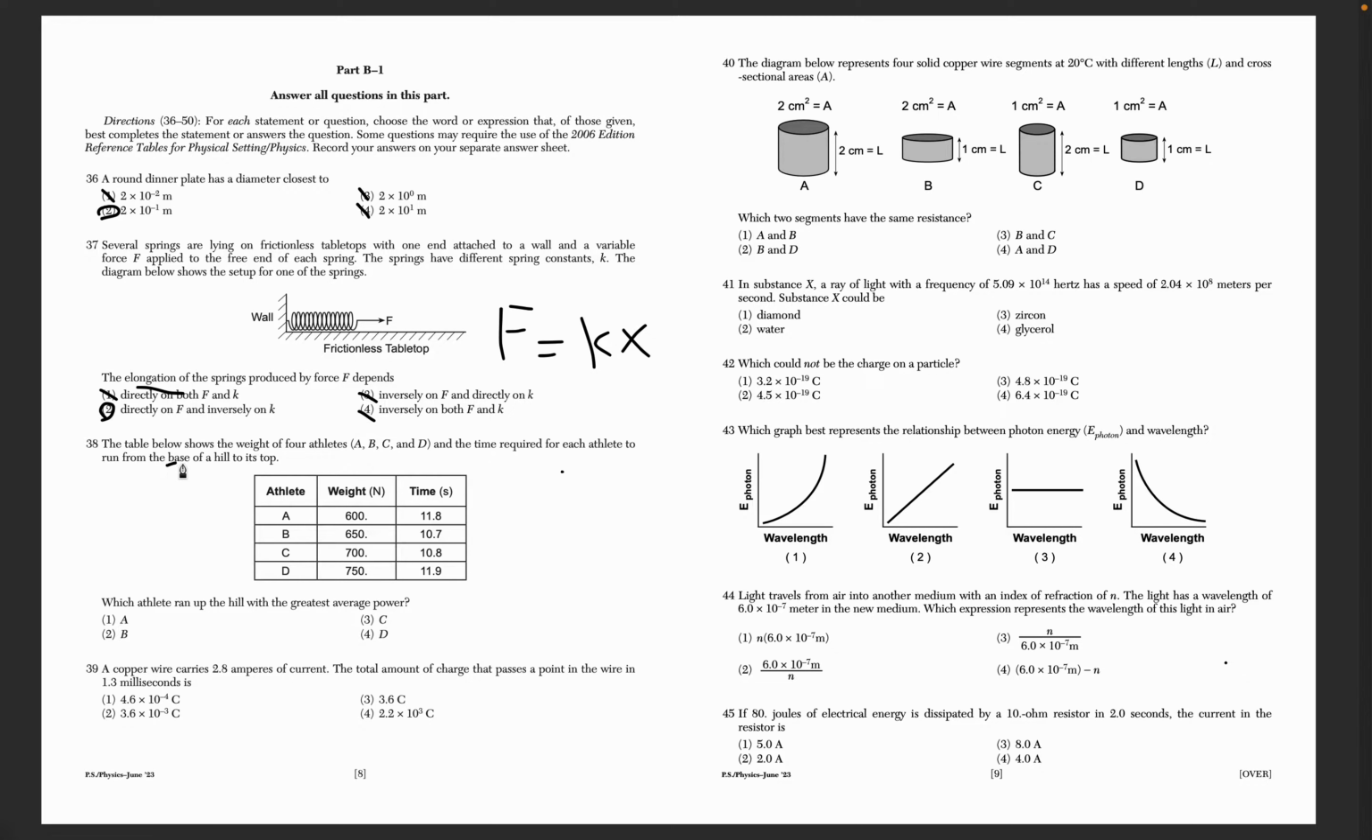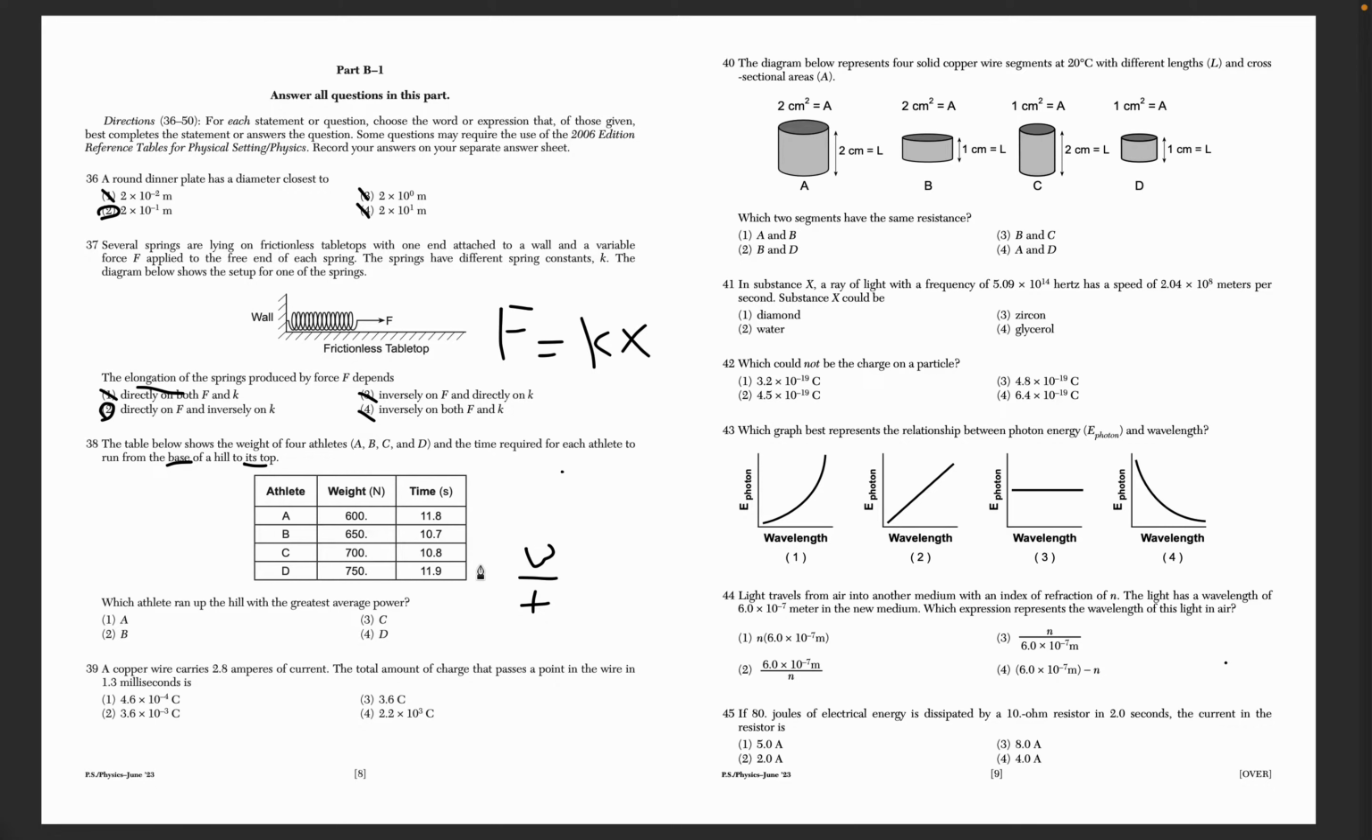The table below shows the weight of 4 athletes and the time required for each athlete to run from the base of a hill to its top. Which athlete ran up the hill with the greatest power? So power is equal to work over time, which is equal to force times distance over time. But the distance we can ignore because all of them are traveling the same distance because they're going from the base to the top. So it's basically force divided by time. So we divide each one of these and see which one has the greatest value.